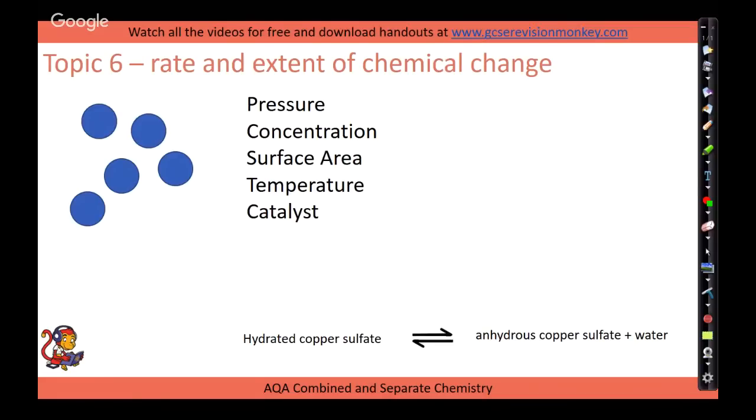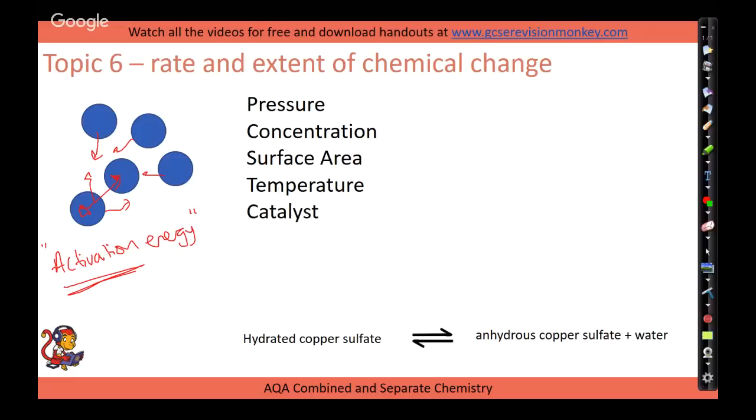So topic 6 is the rate and extent of chemical change. So we've got some particles over here on the left-hand side, and those particles would be moving around all of the time, just randomly, random motion of particles. But only if they have enough energy will they actually react. And this minimum amount of energy that they need is called the activation energy. It's the minimum amount of energy needed for a reaction to happen. So if these two collided and they had the activation energy, which is enough energy, then they will collide and react.